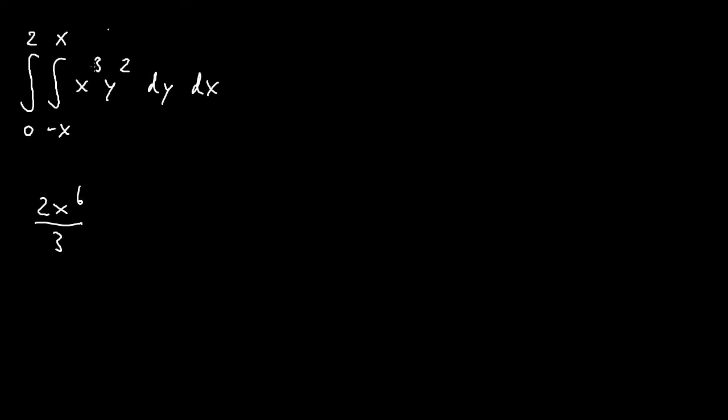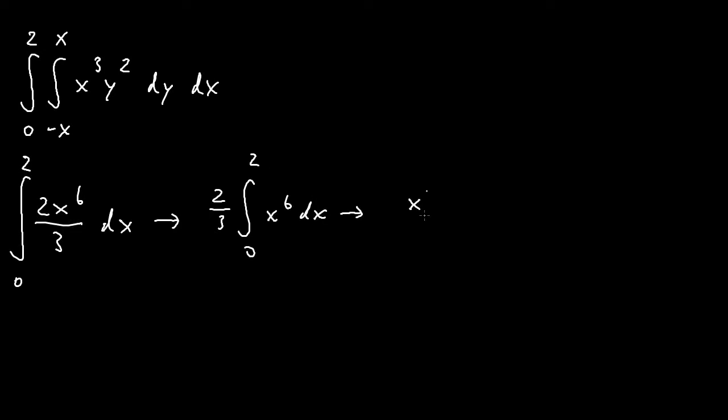So now that I have found the inside integral, let's go ahead and put this inside the outer integral. So once again, from 0 to 2 of 2x to the 6th over 3 times dx. So now we're going to integrate with respect to x. 2/3 is a constant. I can bring that outside of the integral. So we get 2/3 times the integral from 0 to 2 of x to the 6th dx. And so the integral of x to the 6th is x to the 7th over 7. Don't forget we have that 2/3 on the outside. So we basically get 2 over 7 times 3, which is 21, x to the 7th. Let's go ahead and evaluate that from 0 to 2.